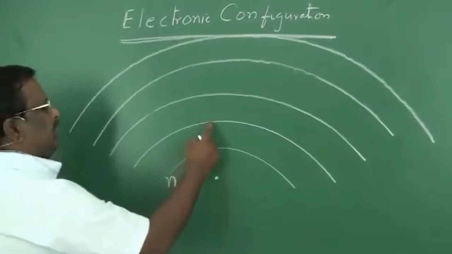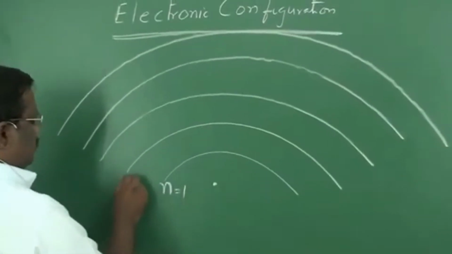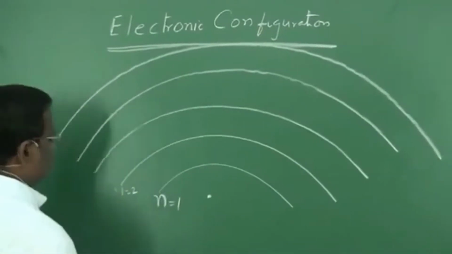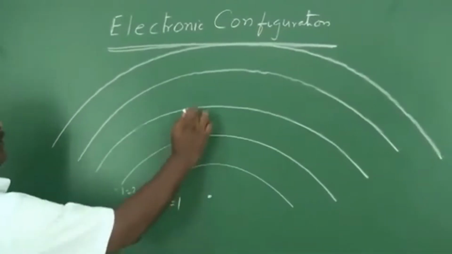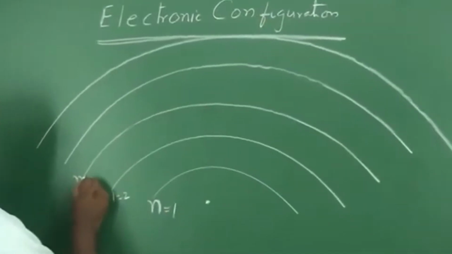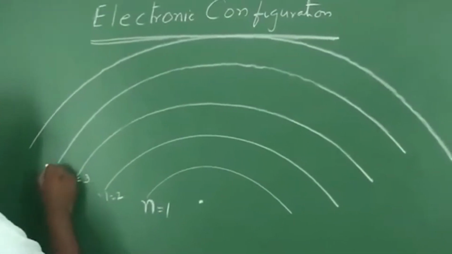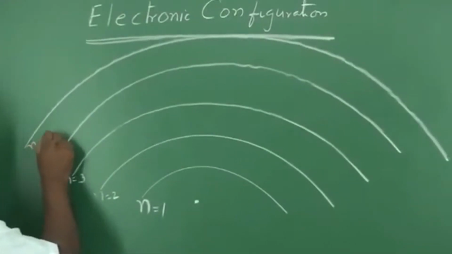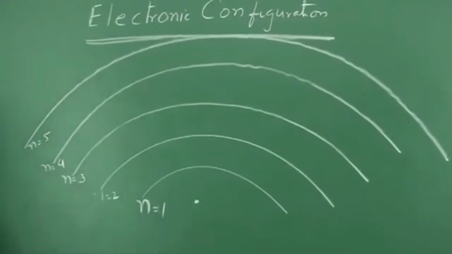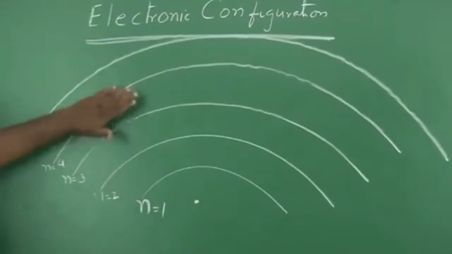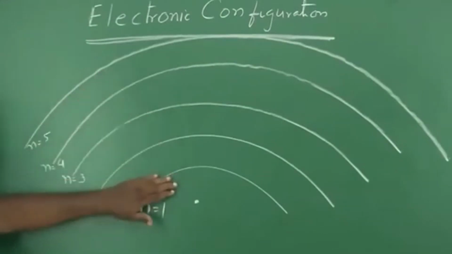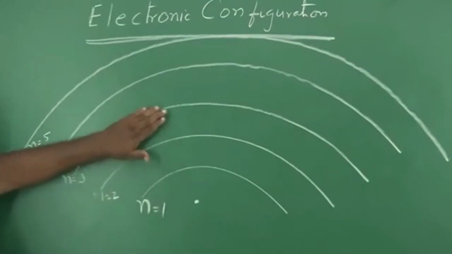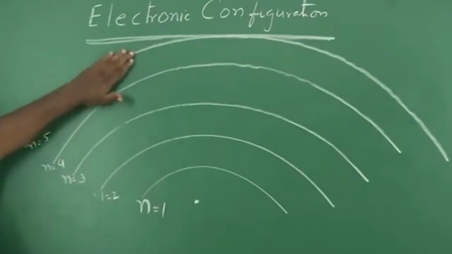And this is the second energy level from the nucleus, so its n is equal to 2. Then this is the third one from the nucleus, n is equal to 3. n is equal to 4, n is equal to 5, and so on. So these are the main energy levels. From the nucleus side, their n values are 1, 2, 3, 4, 5, and so on.